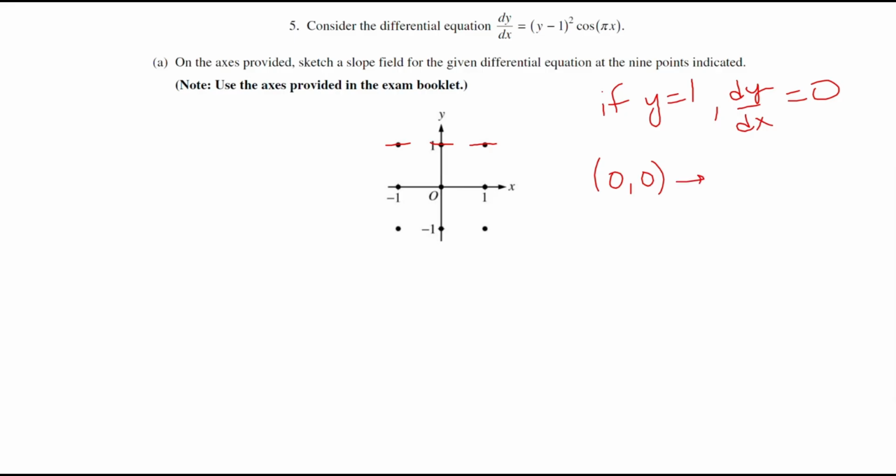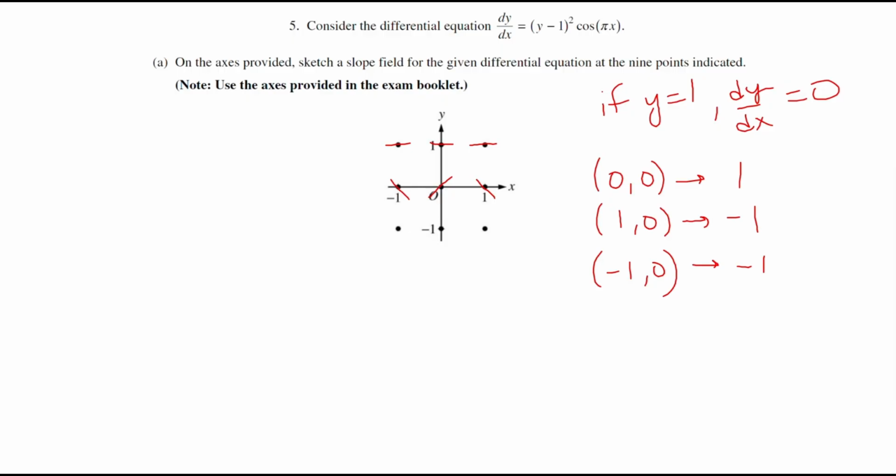0 minus 1 squared is 1. So we end up with 1 times the cosine of 0 times pi, or the cosine of 0. So we just get 1 times 1, which is 1. If we put in the point 1, 0, if x is 1, we're taking the cosine of pi. And the cosine of pi is negative 1, and we're going to multiply that by 1. So that's going to give us negative 1. And if we do negative 1, 0, the same thing is going to happen. We have the cosine of negative pi times 1, which is also negative 1. So both 1, 0 and negative 1, 0 have a slope of negative 1.